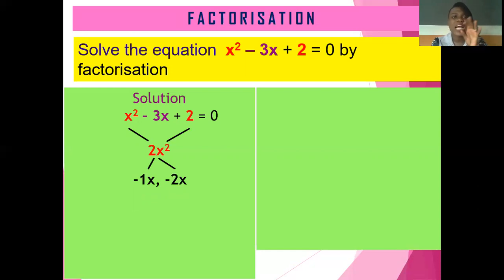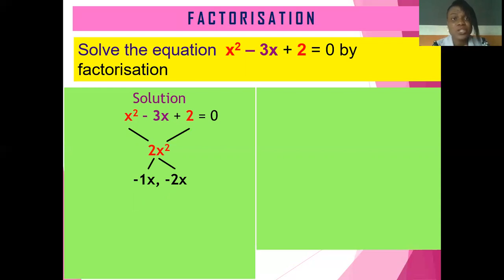Okay? If you can get this step in factorization, that's the key to everything. The key to everything is getting those two factors correctly. Once you can do that, you're good to go. That's the gold actually. That's the gold. So minus 1x, minus 2x now. Okay, we've been able to get our two factors.